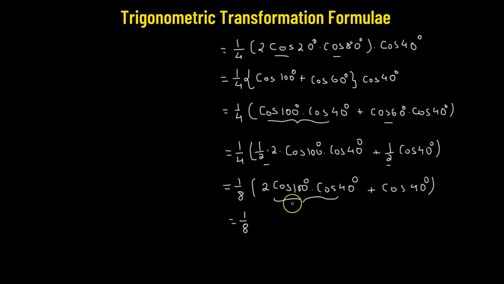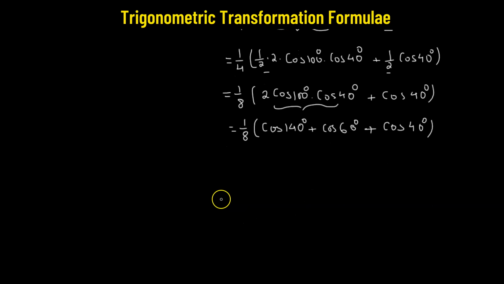So we have a product of two cosine functions. So this will simply become cosine of 100 plus 40, so that's 140 degrees, plus cosine of 100 minus 40, so that's 60 degrees. So we have cosine of 60 degree plus cosine of 40 degrees. Okay, we're almost there. Now we can break down cosine of 140 degree.